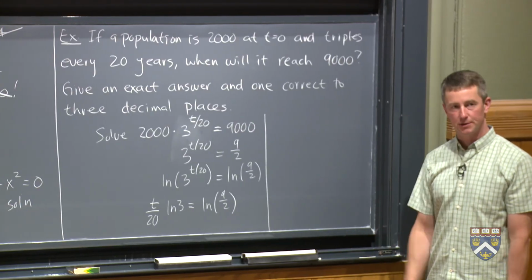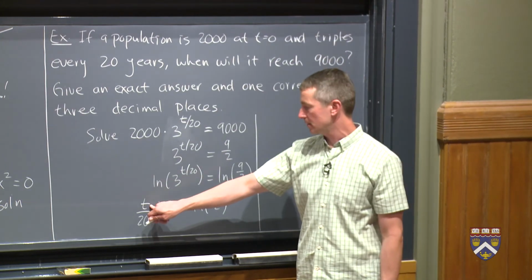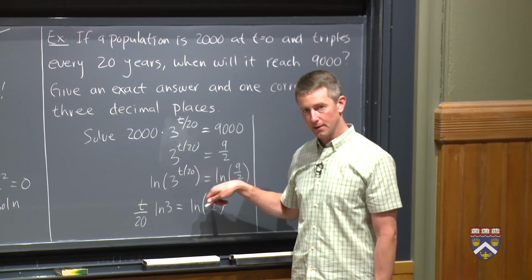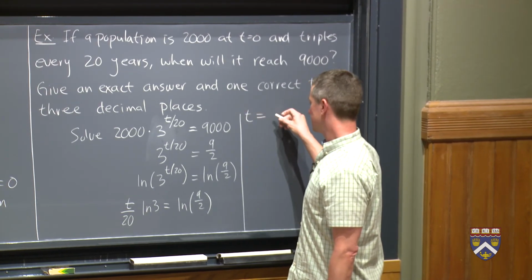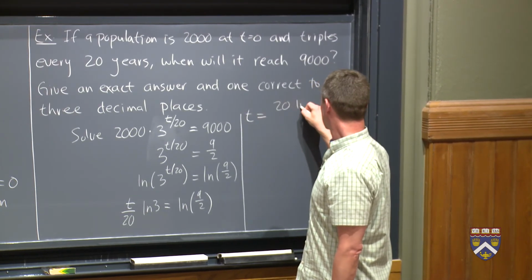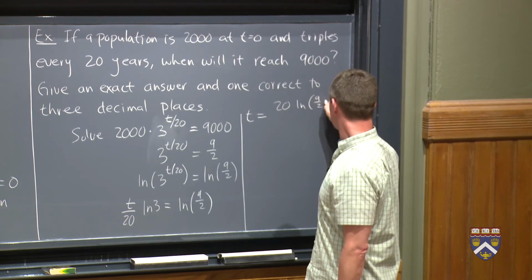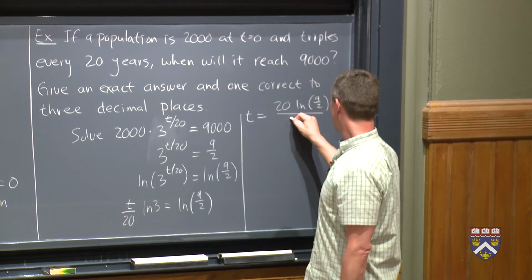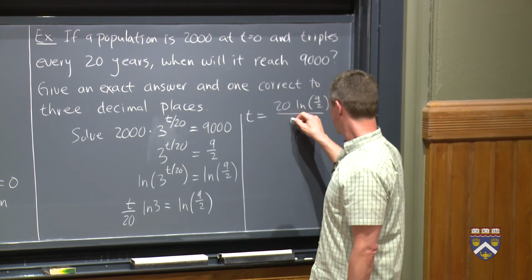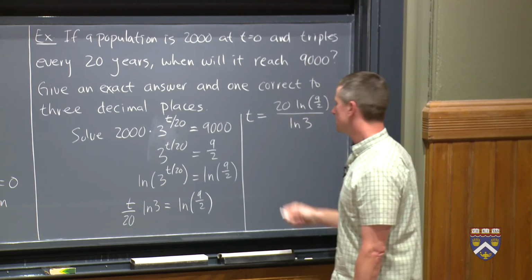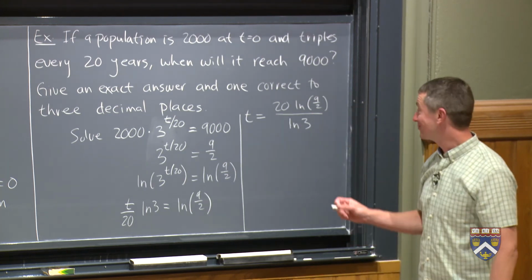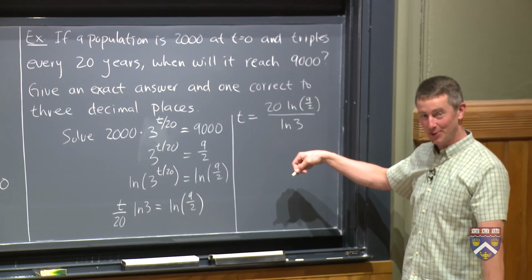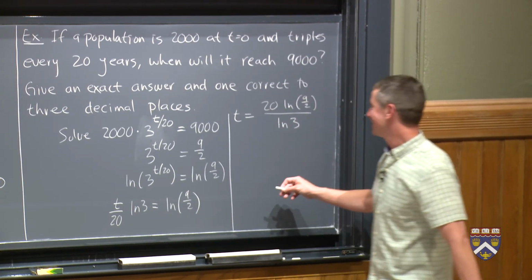And now again, this is just a linear equation, so we just want to get t by itself. So we can multiply the 20 to the other side, divide the ln 3 to the other side. So t will be 20 ln 9 halves over ln 3. And that's our exact answer. Don't be tempted to do something crazy and cross off those ln's. There is no log rule that lets you do that.